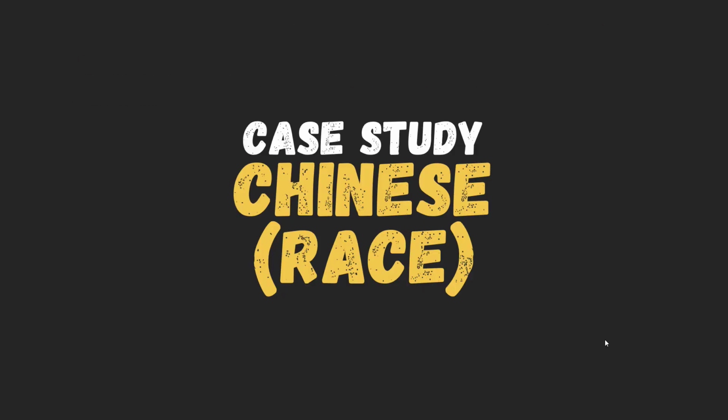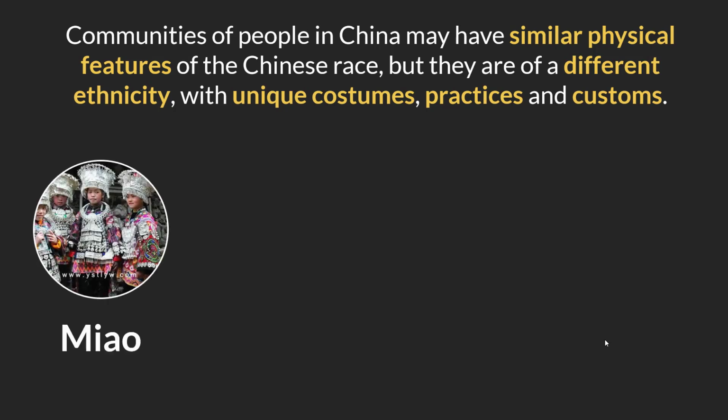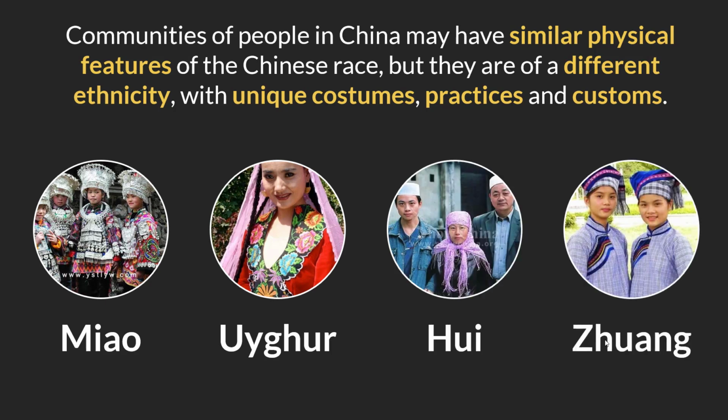So let's take a look at the Chinese race. Communities of people in China may have similar physical features of the Chinese race, but they're actually of different ethnicity. Please take note. And they have unique costume practices and customs. Let's take a look. You have the Miao group, you have the Yugu group, you have the Hui group, and you have the Zhuang group. So if you take a look, they may look similar, but their costumes are different, not because they want to wear differently, but because this is part of their culture. So there is something quite important to take note.